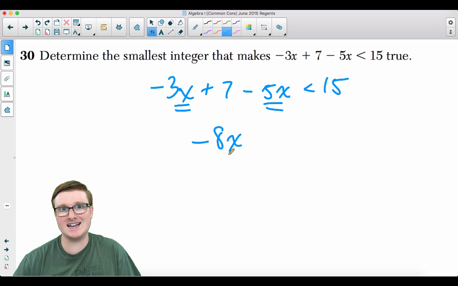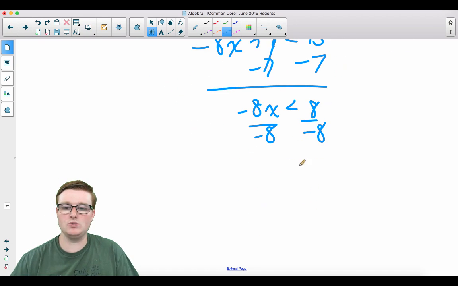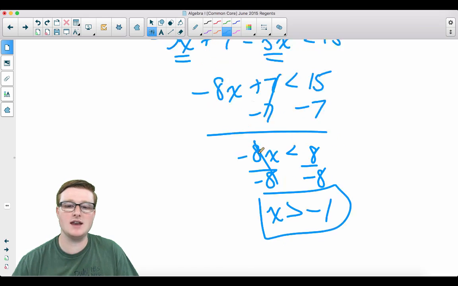It's actually negative 8x plus 7 is less than 15. All right, so just that one extra step. We're going to subtract the 7 on both sides. You get negative 8x is less than 8. Divide by the negative 8 on both sides. Now remember, when you divide by a negative, you need to flip the inequality sign, and this will give you negative 1. So x is greater than negative 1.